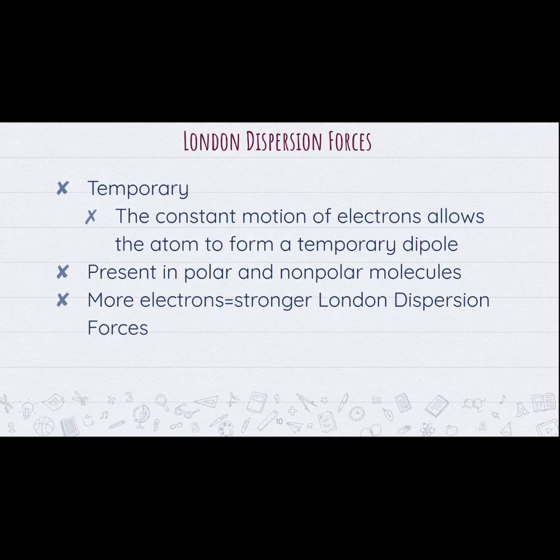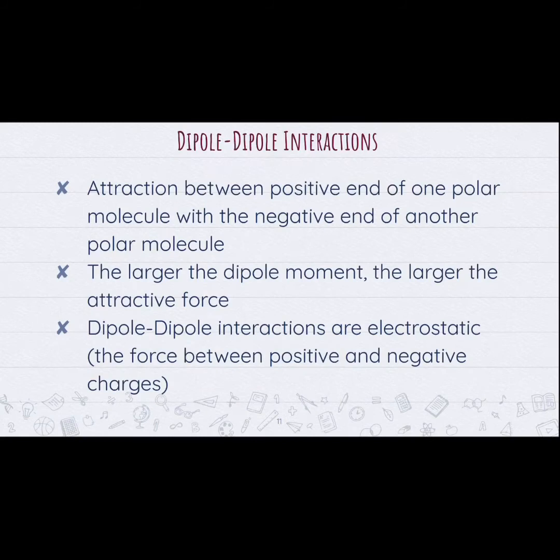It's going to be temporary. The constant motion of electrons allows the atom to form a temporary dipole. This can be present in polar or nonpolar molecules. The more electrons that an element has or that a compound has, the stronger this specific force will be.